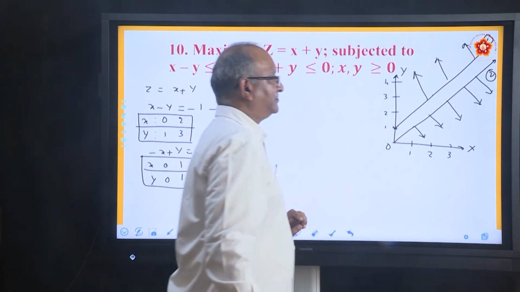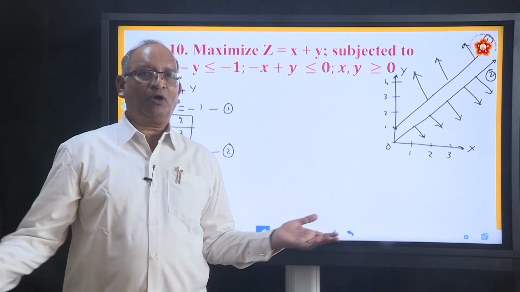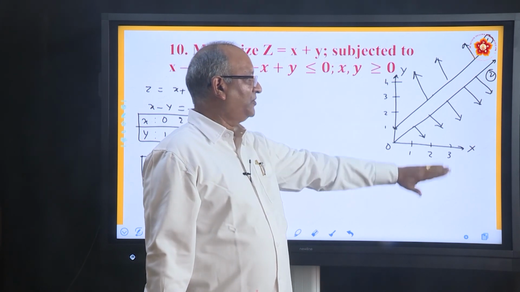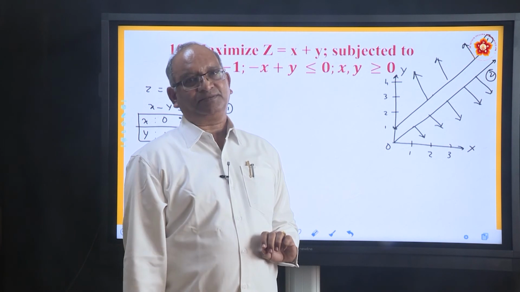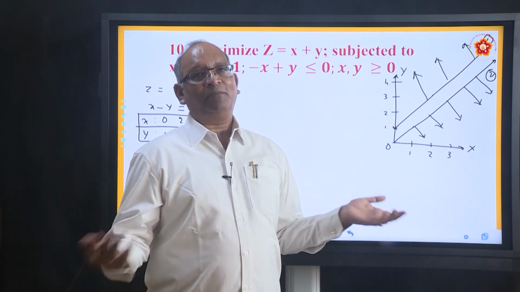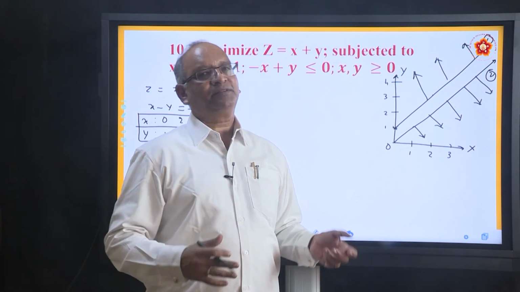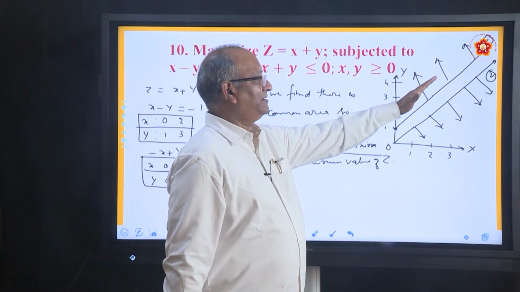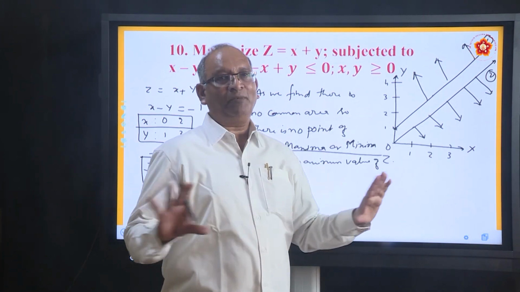Now, observe which is the common area. There is no common area. First line is shaded upwards, second line is shaded downwards, and this is this side. There is no common area for all 4 lines. So, what do we say? There is no common area. Since there is no common area, there is no point of maxima, there is no point of minima. First line is shaded upwards, second line is shaded downwards.